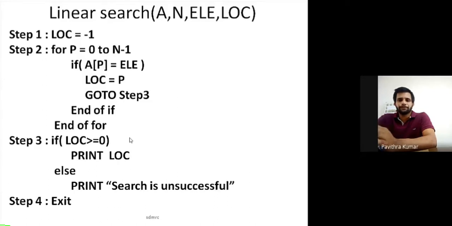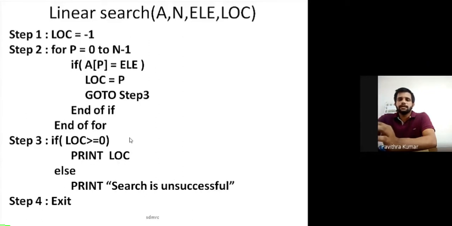So what step number 3 reads, you are going to compare the value of LOC. If LOC is greater than or equal to 0, if the element is found at location number 0 or location number 1, location number 2 or location number 3, or more, the location value will be either greater than or equal to 0, we are going to print the value of LOC.